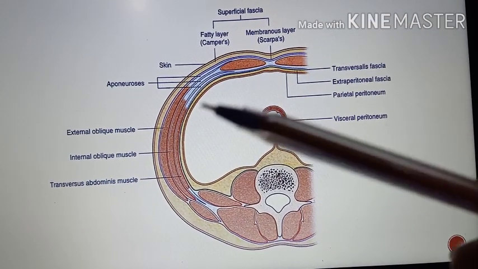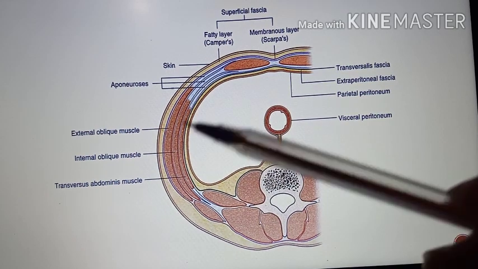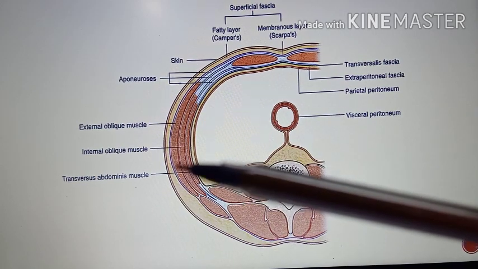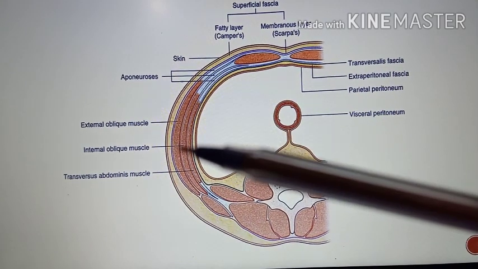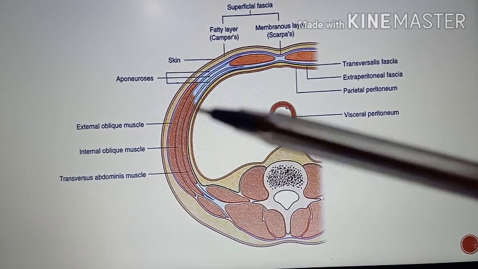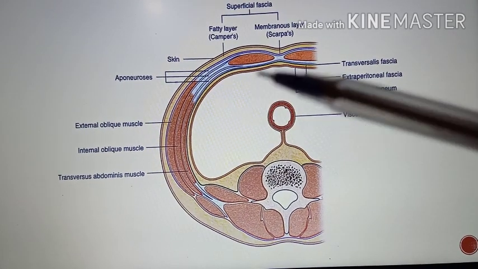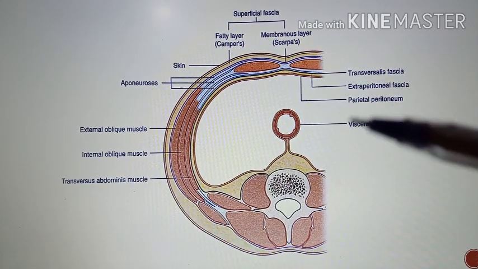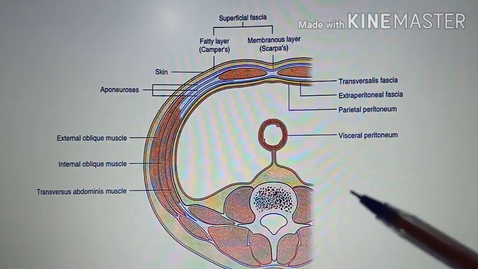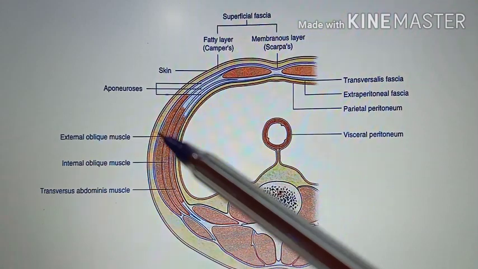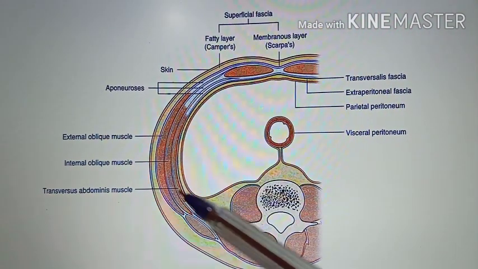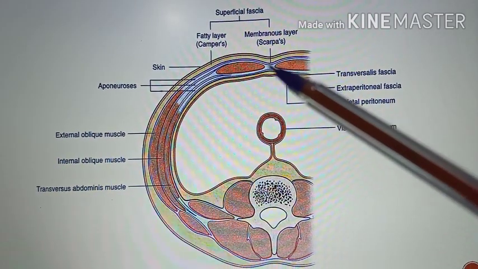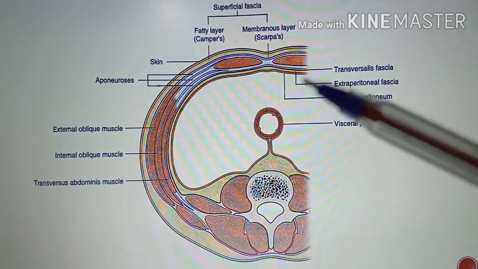We are studying the muscles of the anterolateral abdominal wall. Here are the muscles we saw, from outside to inside. This is the external oblique muscle, this is the internal oblique, then this is the transversus abdominis muscle. Then this muscle is the rectus abdominis, whereas the pyramidalis muscle you are not seeing in this slide. These 3 muscles, the external oblique, internal oblique and transversus abdominis, are the flat muscles, whereas rectus abdominis and pyramidalis are the vertical muscles.